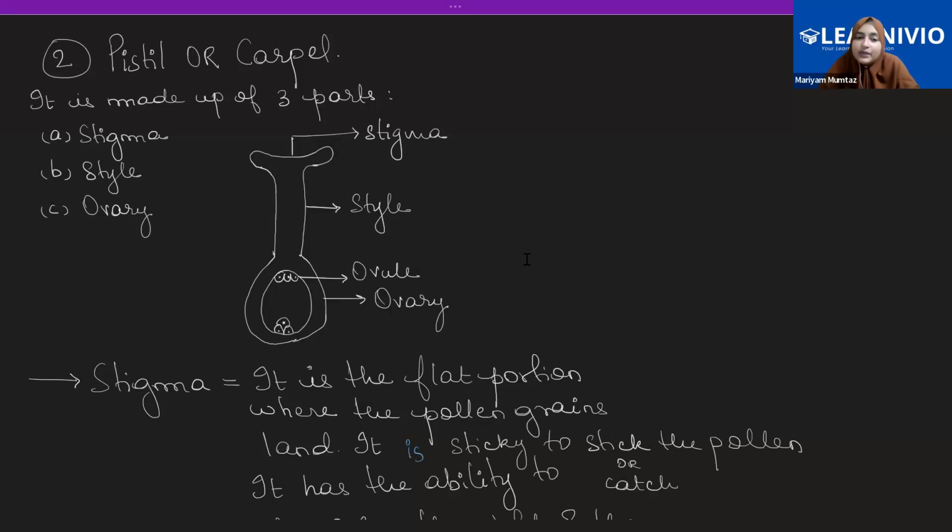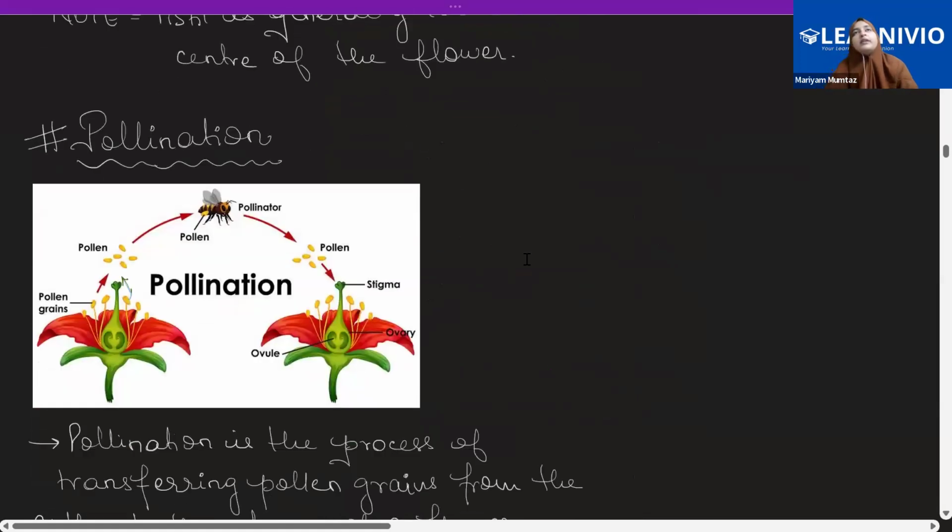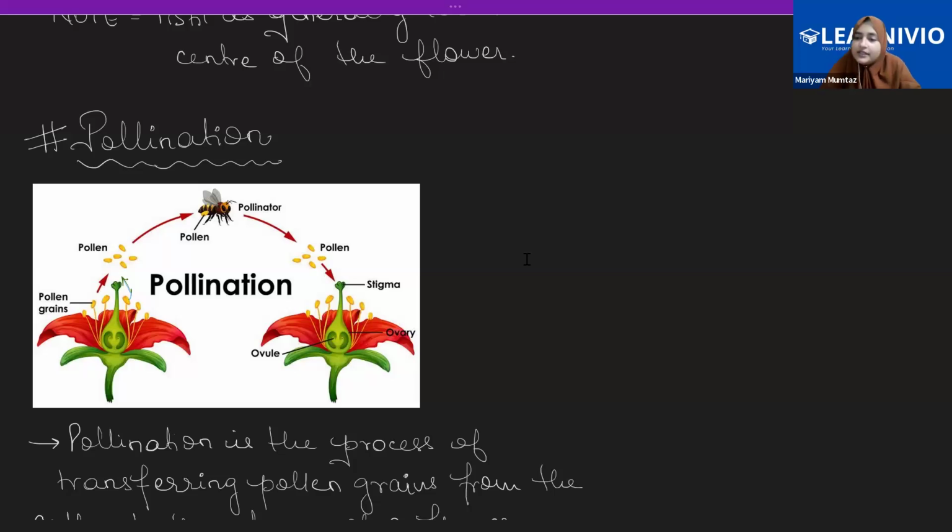Now inside the ovary, there will be an ovule present. Inside the ovule, the female gamete, that is the egg cell, is going to be there. Furthermore, we have studied the female reproductive parts, and we know the male gametes also and the female gametes also. Now, how will the sexual reproduction be successful? When the male gamete, that is the pollen grain, gets transferred from the anther to the stigma of the female flower, this transferring process is nothing but pollination.